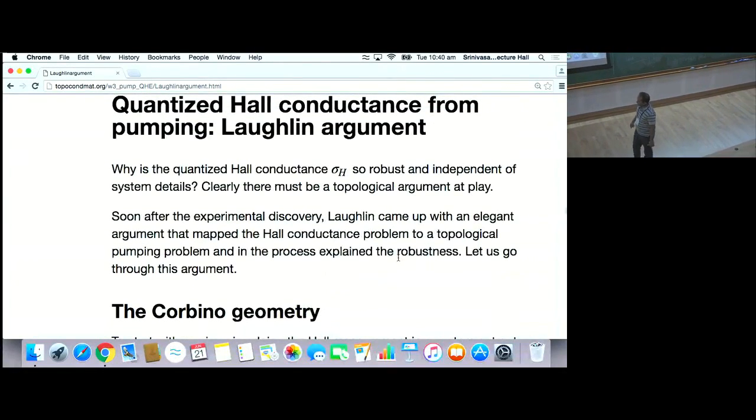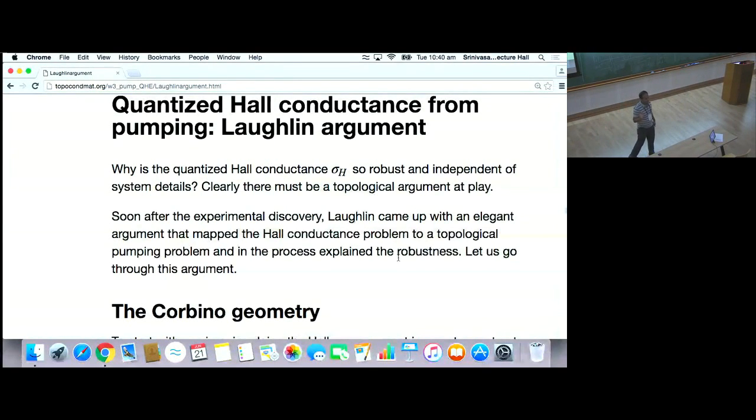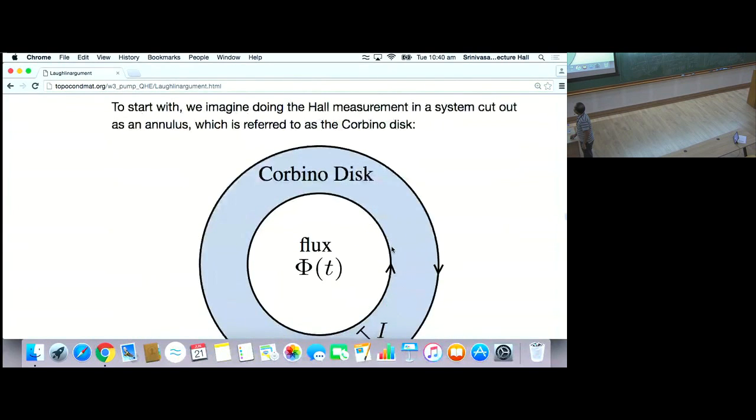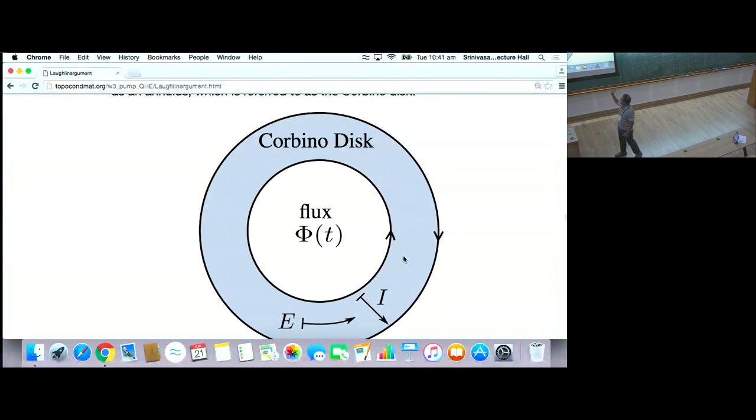Now, this was the question the Laughlin pumping argument answered: why is this Hall conductance so perfectly quantized, even in the presence of disorder, interactions, all kinds of things? What is it about? To see that, let's imagine, and you've seen this before, but I'm going to put it in the context of the Thales pump now.